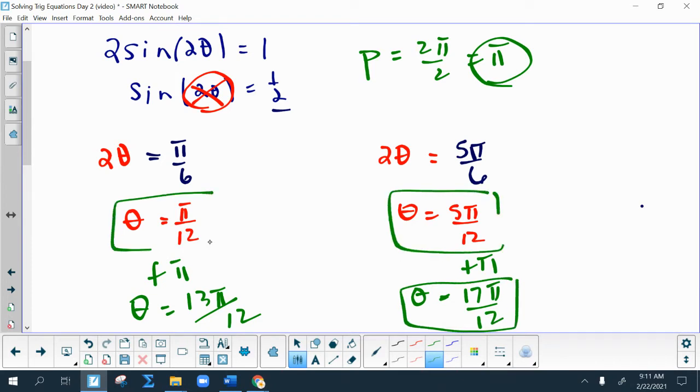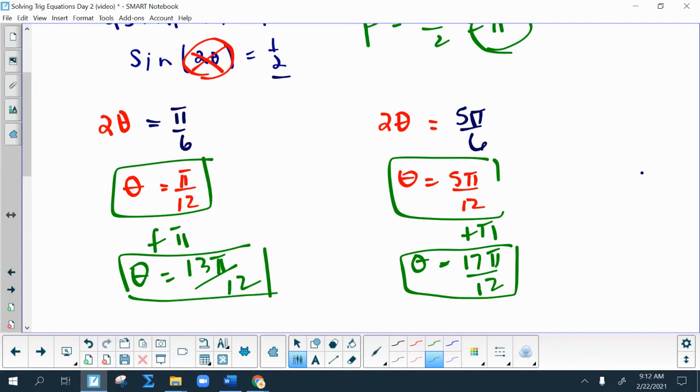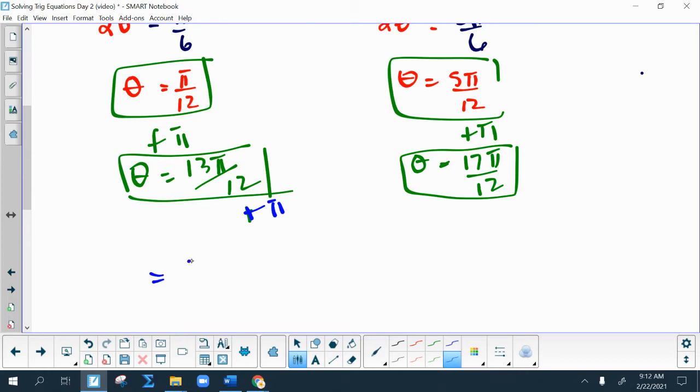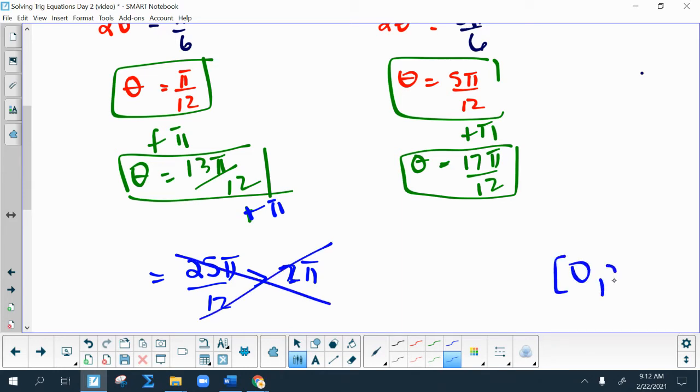Here they all are. Sometimes students get confused on trying to determine when to stop adding the period onto the problem. So let's say you couldn't remember that there's probably 4 answers. Then what you can do is take that period and add it on again. If I add pi on again to this answer, I now add 12 pi over 12, and you get 25 pi over 12, which is greater than 2 pi. 2 pi would be 24 pi over 12, so this is bigger than that. That means this doesn't work because it's not within the interval that we were working in.